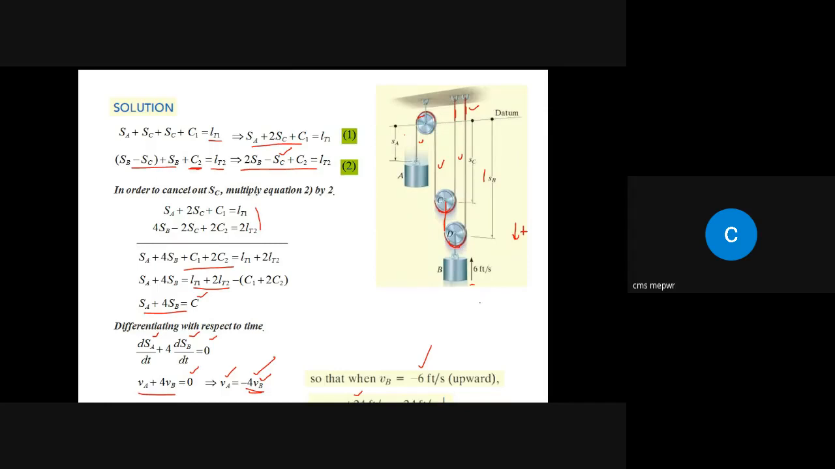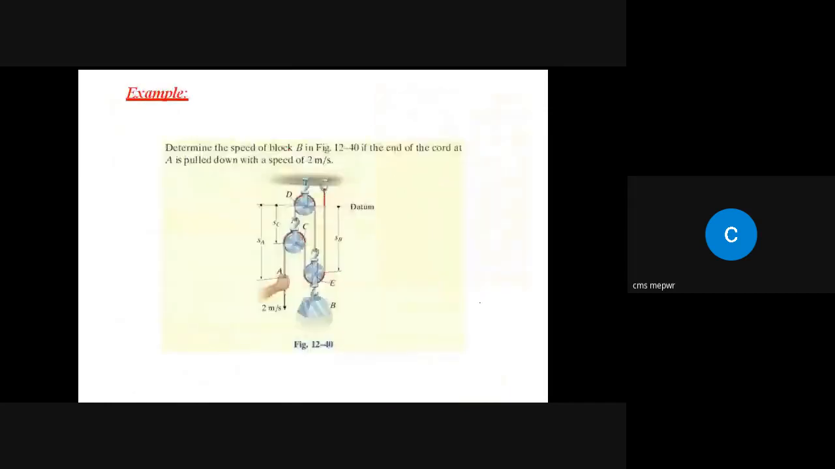Okay, so now let's consider another example to understand that thing fully. Determine the speed of block B. We need to determine the speed of block B in the given figure, which is 12-40, if the end of cord A is pulled down with a speed of 2 meters per second.